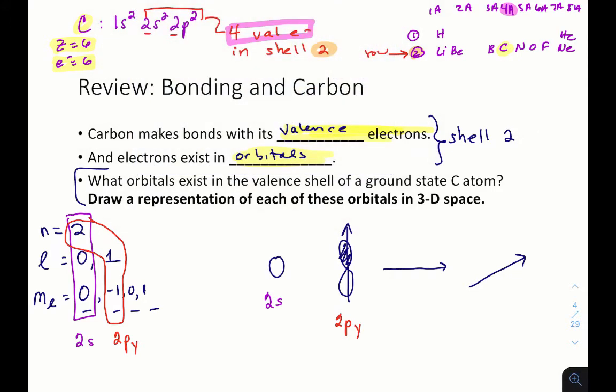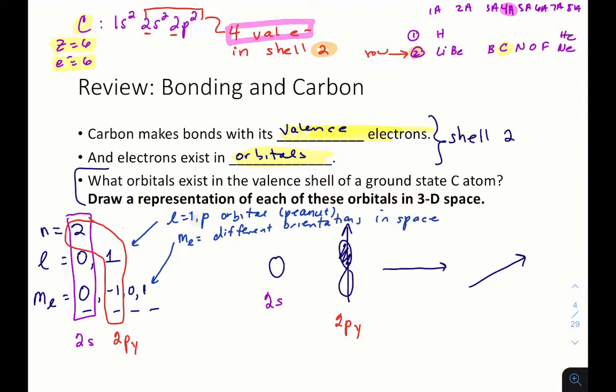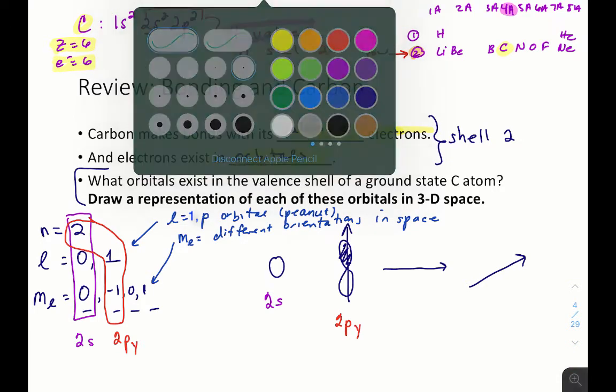They're all going to be p orbitals because when L equals 1, the orbital shape is a p orbital. It's a peanut or dumbbell. But these different values of m sub L just tell us the different orientations in space. And please review the quantum mechanics review lesson if you need to see this in a little bit more detail.